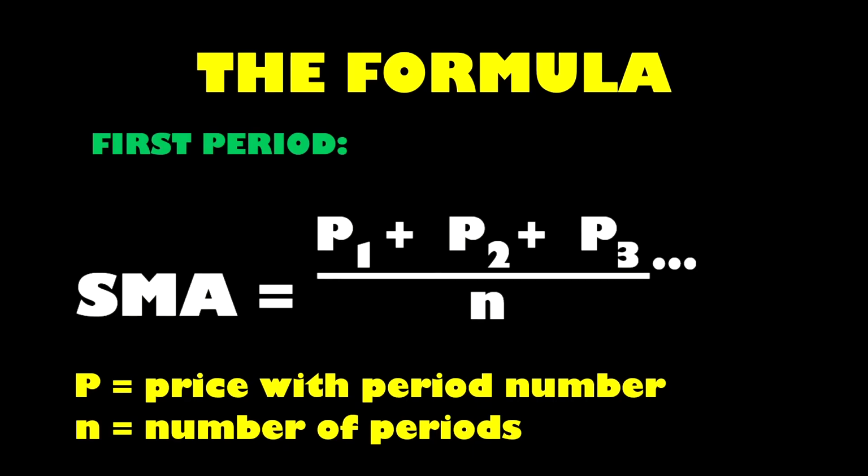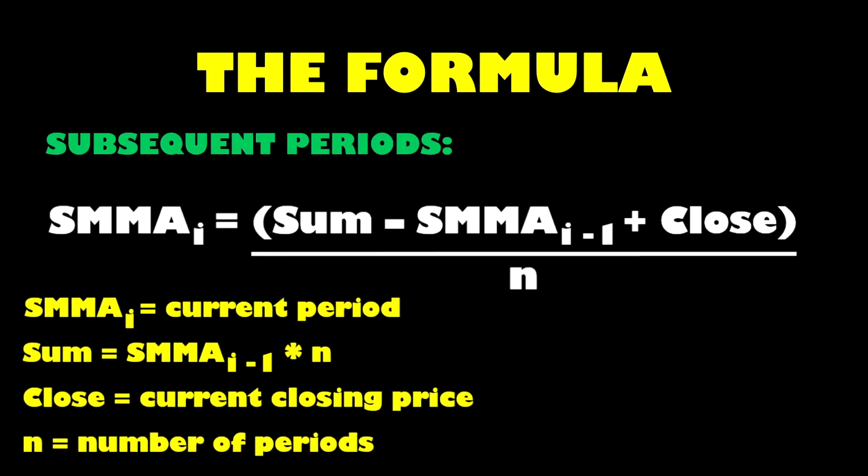Let's check the formula for the smooth moving average. If we're starting from scratch with this one, then the first period is actually calculated as a simple moving average. That's just adding the source prices together for each period and then dividing that total by the number of periods. After that, we can jump into the smooth moving average formula for all the subsequent periods.